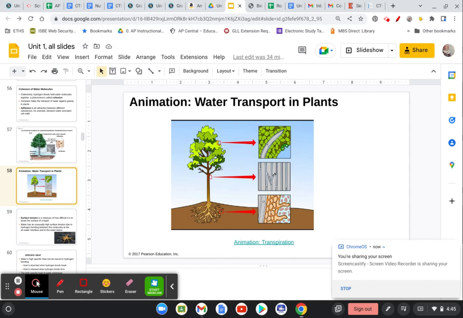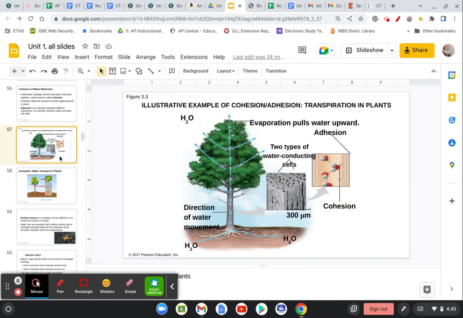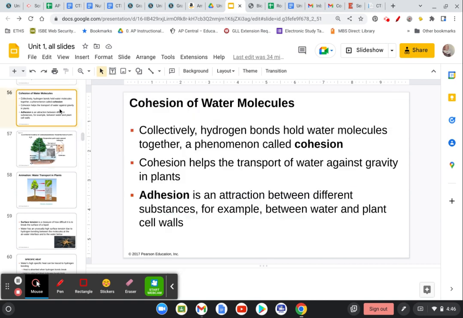Hey everybody, we're back again to talk a little more about water today. We left off talking about cohesion and adhesion. If you remember, those are properties that come out of hydrogen bonds.